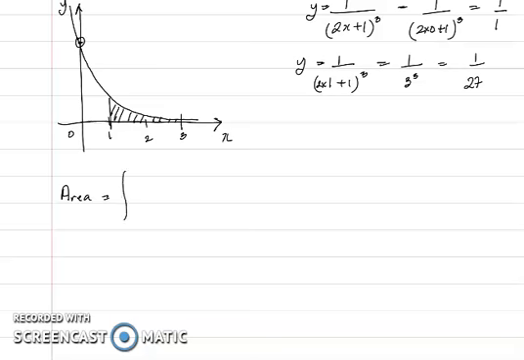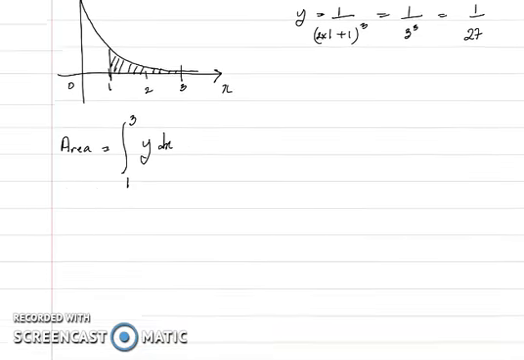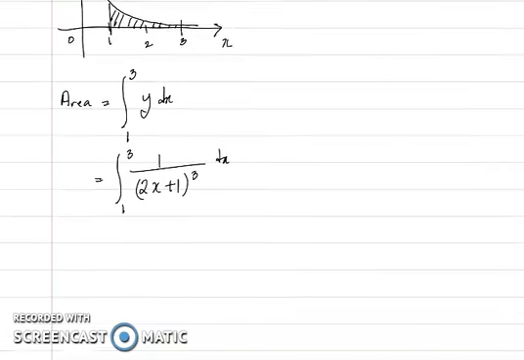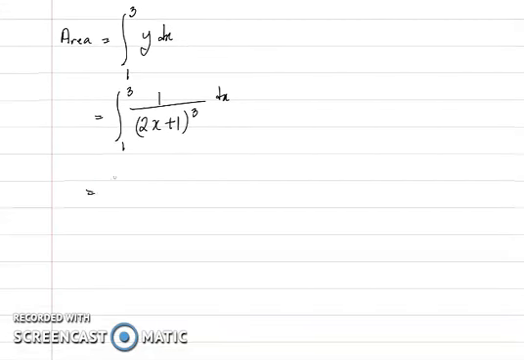is equal to the integral from 1 to 3 of y with respect to x, which is equal to the integral from 1 to 3 of y, which is 1 over (2x plus 1) cubed dx, and this would be equal to the integral from 1 to 3 of (2x plus 1) to the minus 3 dx.